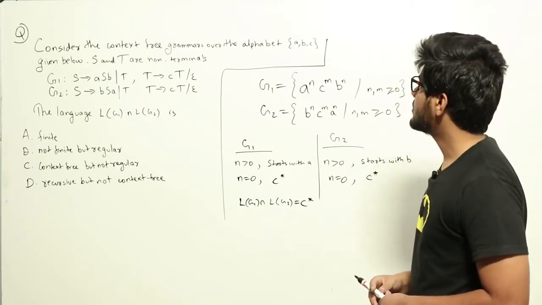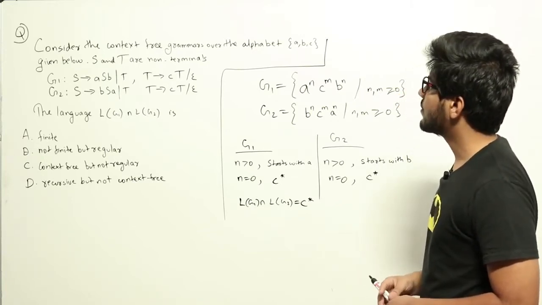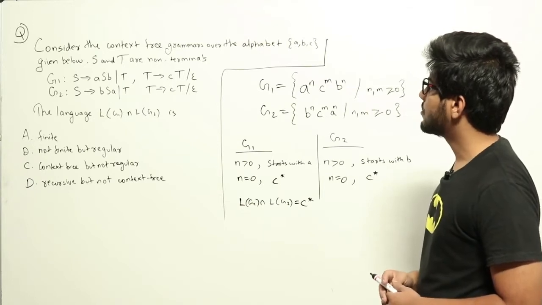Consider the context-free grammars over the alphabet A, B, C given below. S and T are non-terminals.